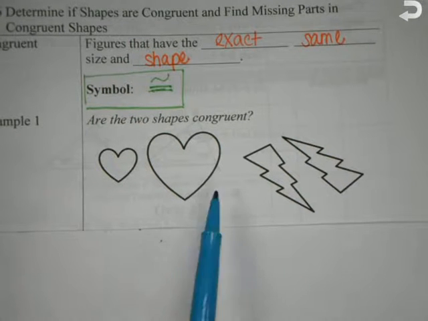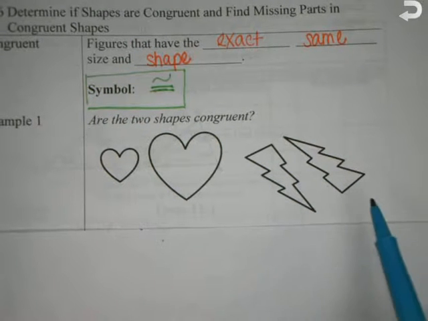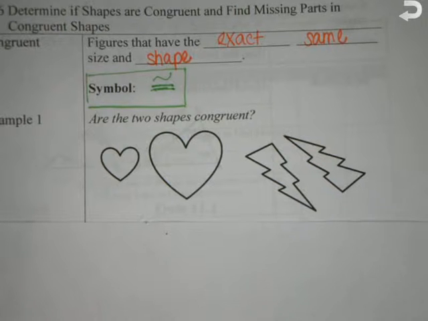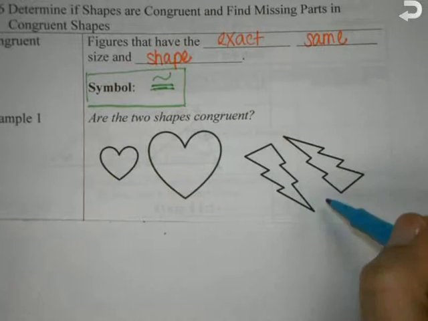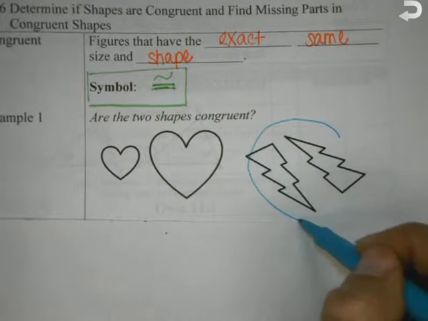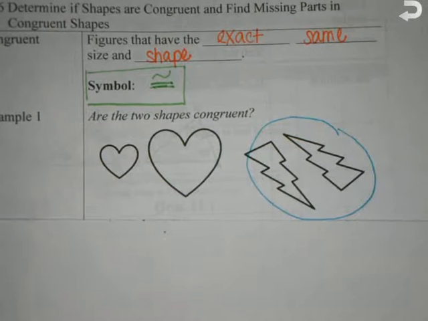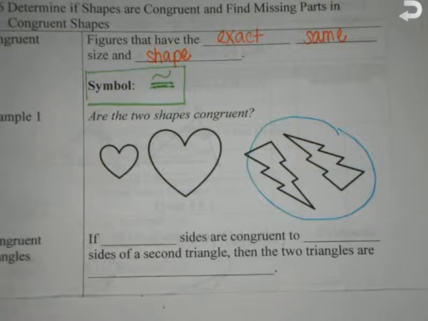Okay, look at the lightning bolts. Even though they are not rotated the same way, are they the same size? Yes. Are they the same shape? Yes. So which two are congruent, the hearts or the lightning? Lightning bolt. So circle that. Okay. Now we're going to look at congruency in triangles.